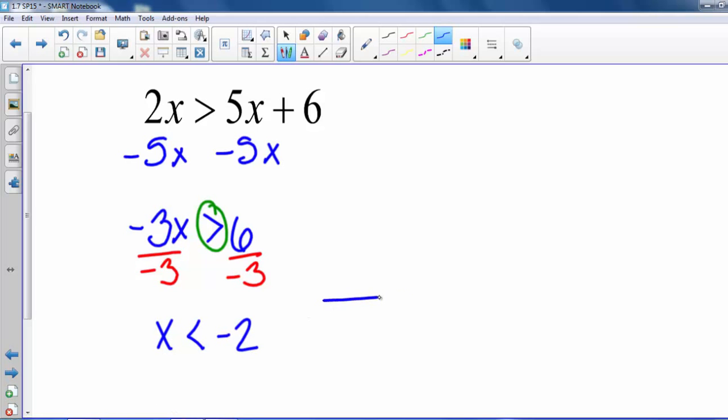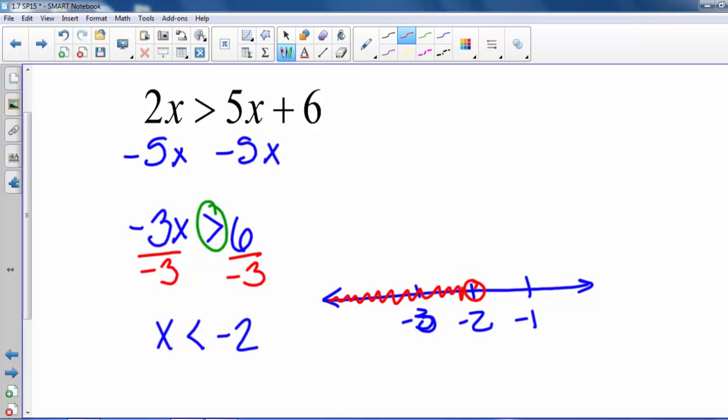And we can graph this on a number line. We just have less than, so we do not include the negative 2, so we use an open circle. And it's less than, so we shade in everything less than negative 2. To write this in interval notation, we have an open bracket at negative 2, because it's not included, all the way down to negative infinity.